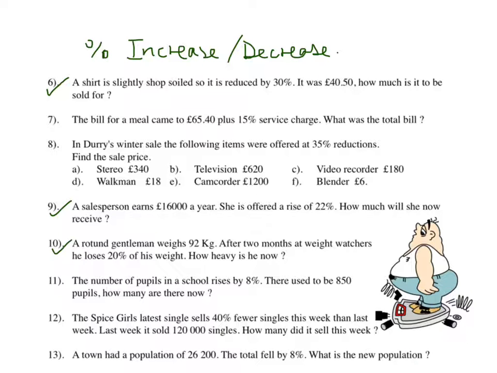It says, a shirt is, well, you can read it. I'll just pause for a second. So looking at number 6, you can see we've seen this already. You went to buy a shirt, it's soiled, so they took 30% off the original cost. The original cost is £40.50. How much is it going to be sold for? Let's have a look on the next page.